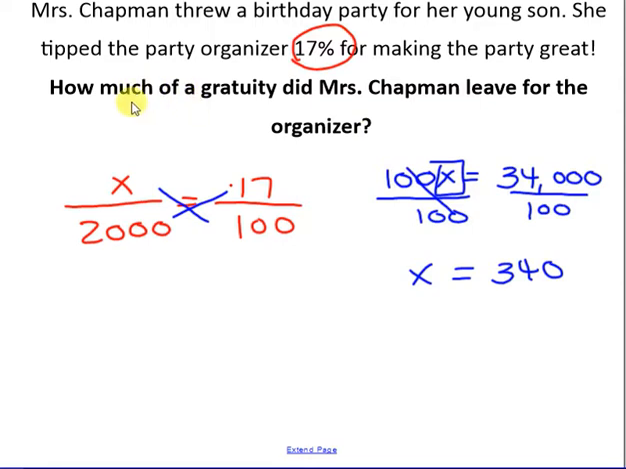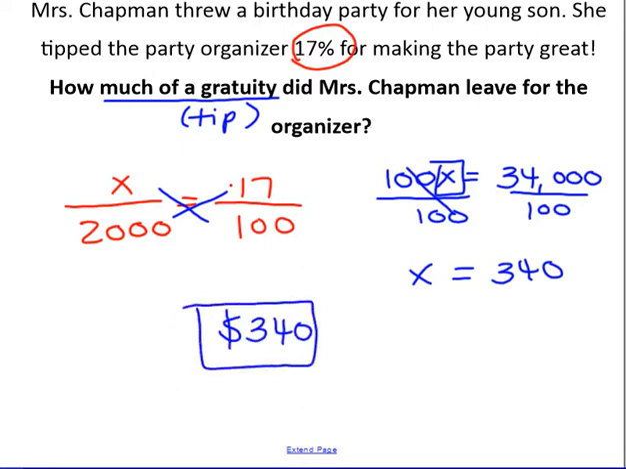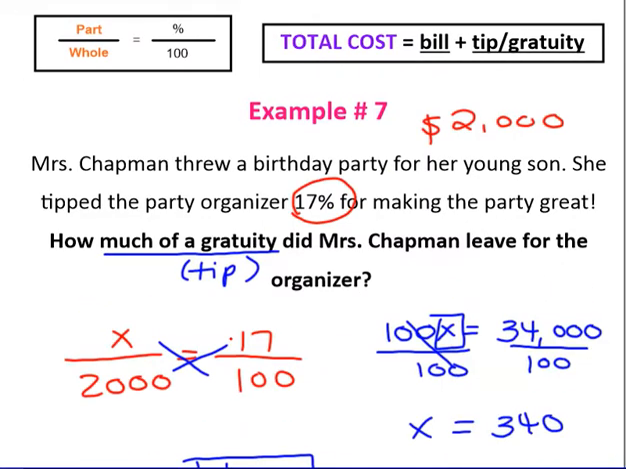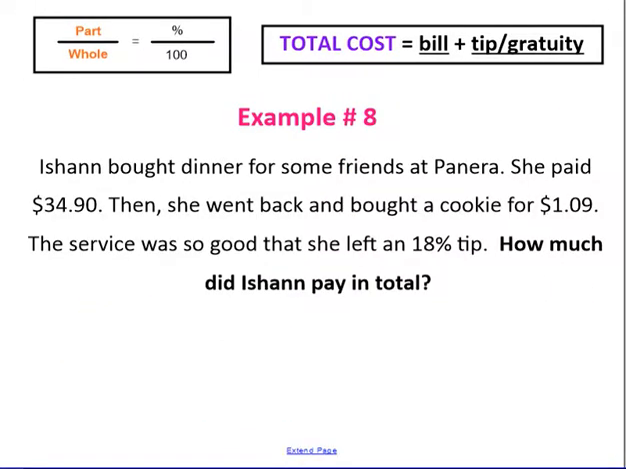Now, all it's asking is how much gratuity. And remember, gratuity is another word for tip. So how much of a tip did she leave? It does not want to know the total cost. So she left a $340 tip for the birthday party. Oops. All right, example 8.